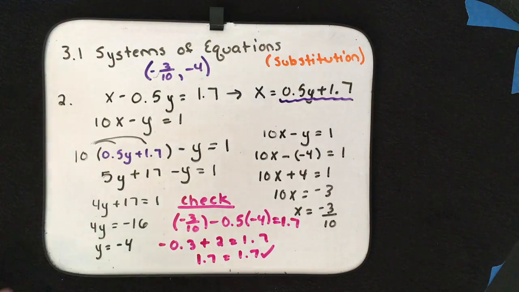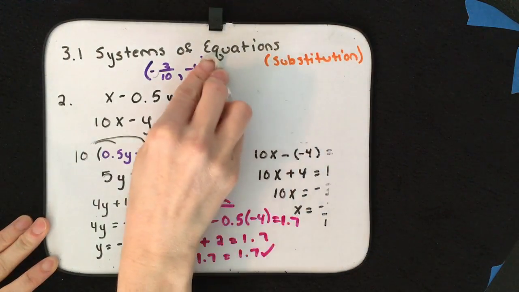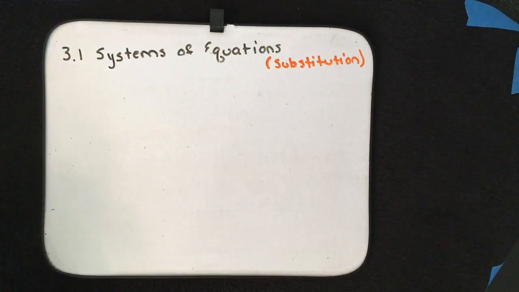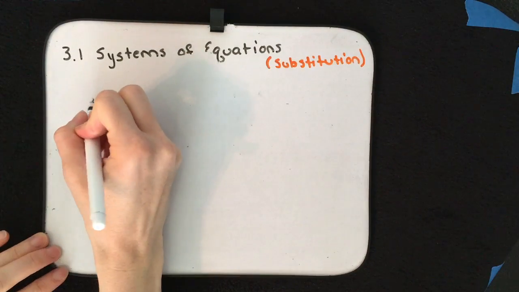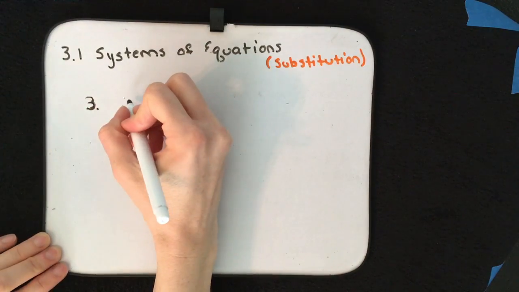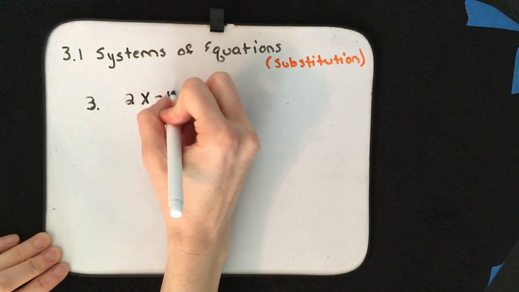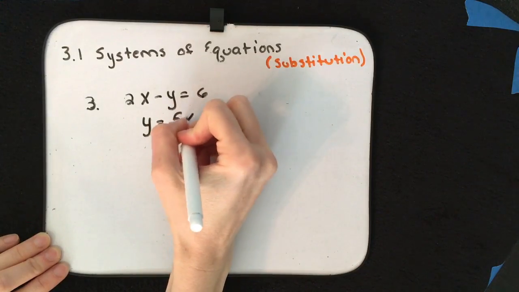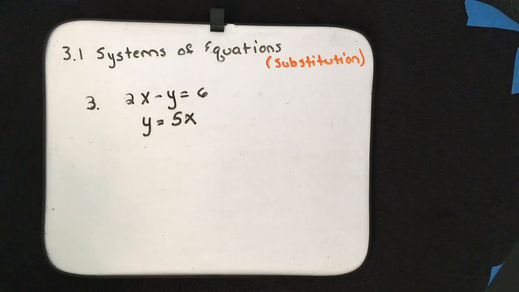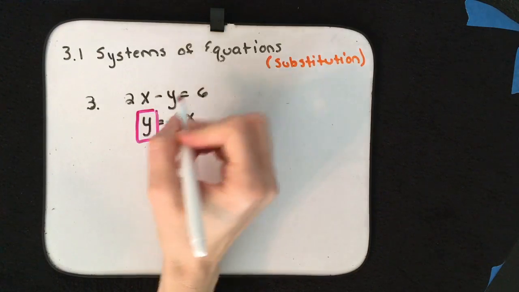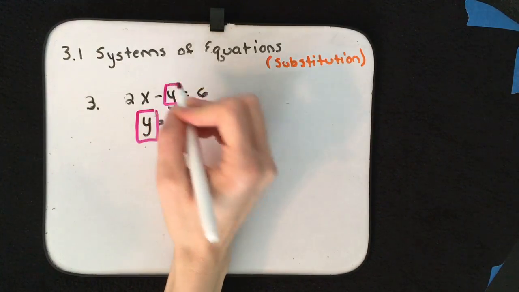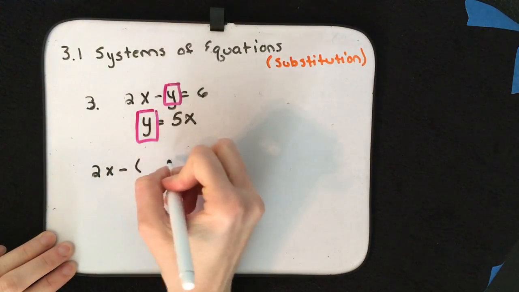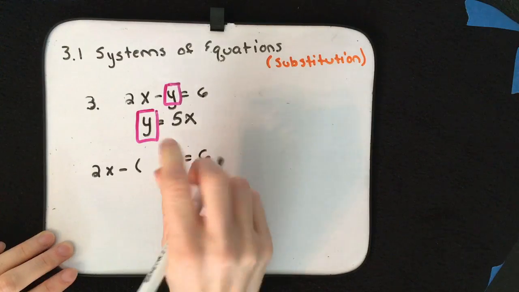Let's try again. Number 3. 2x minus y equals 6, and y equals 5x. Well, we have this one solved for y, so let's go ahead and use that, and we can substitute it in for the y right here.